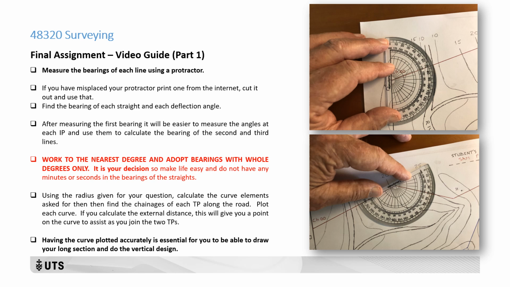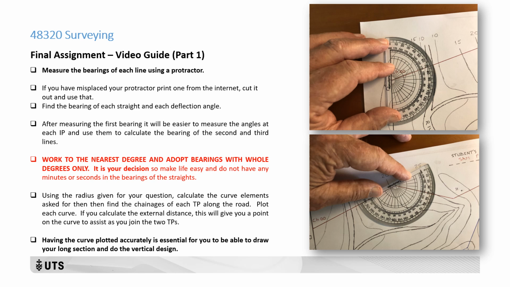Similarly with the bearings, you need to find the bearings of those three straights. If you haven't got a protractor, just go to the internet, cut one out, work with that. So you can adopt Tucker's Road as being your azimuth, measure the first bearing directly from that. After that, I find it's easier to measure the deflection angle. Put the bearing at the intersection point. What you do with a theodolite if you're out in the field. You'd set up at the IP, turn off the angle and measure the angle, and then calculate the bearing.